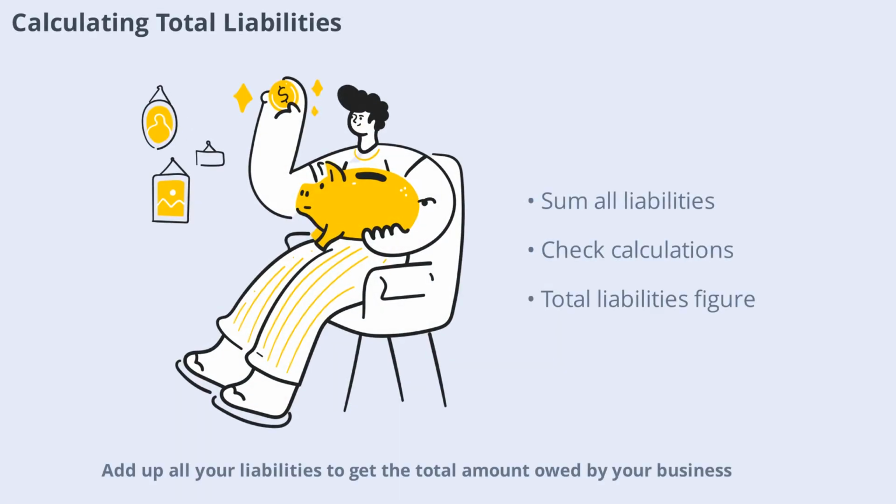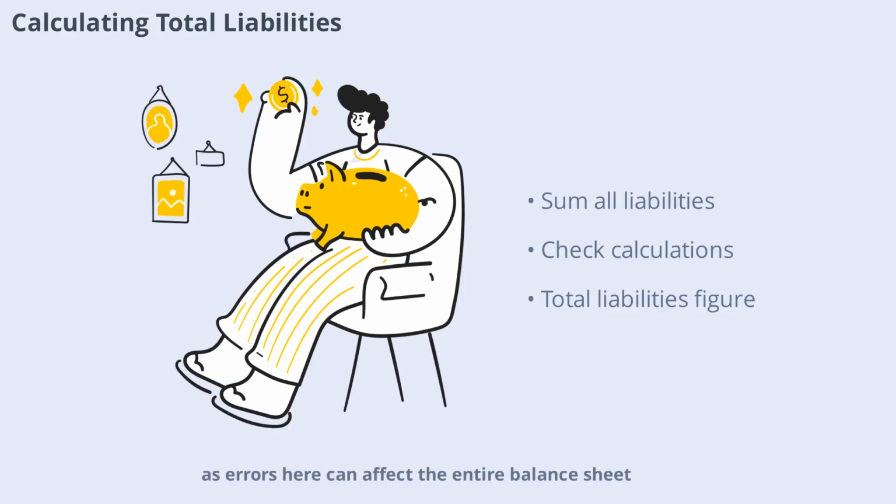Add up all your liabilities to get the total amount owed by your business. This total is crucial for understanding your company's debt level and for balancing the accounting equation. Make sure your calculations are accurate, as errors here can affect the entire balance sheet.